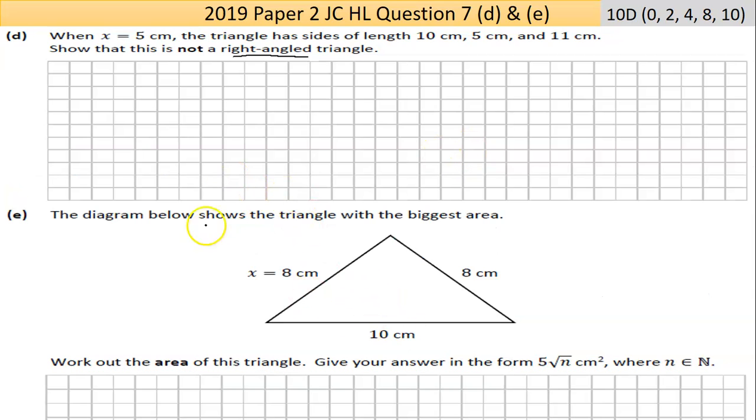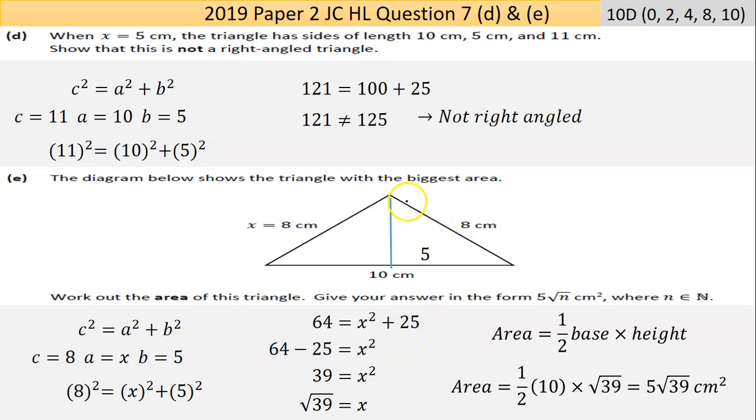For simplicity, I'm going to go back here and just do part E. The diagram below shows the triangle with the biggest area. There's 10 and then the 8 and 8 of the isosceles. So just work out the area of this triangle and give your answer in the form 5 times the square root of whatever. I've drawn this down here. I'm splitting that triangle into 2 right angle triangles. If I find the area of one of the right angle triangles, I can then just double it to get the area of the full thing.